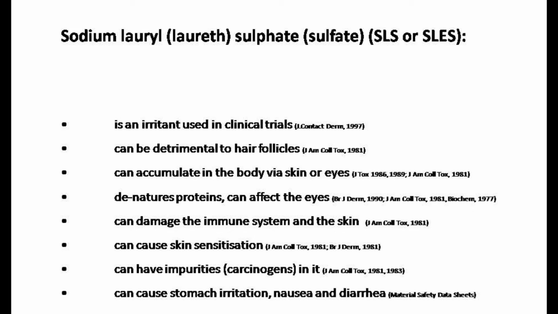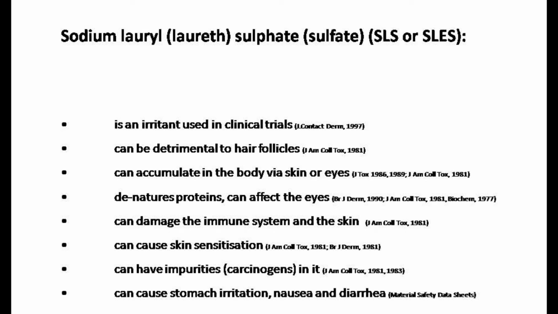SLS can be detrimental to hair follicles, and yet, strangely enough, it's used in shampoos. Why would you use an ingredient in shampoo that can be detrimental to the hair that you're cleaning? SLS can accumulate in the body via the skin or eyes. It can denature protein. It can affect the eyes. It can damage the immune system and the skin. It can cause skin sensitization. It can have impurities in it which may or may not be carcinogenic. It can cause stomach irritation, nausea and diarrhea.